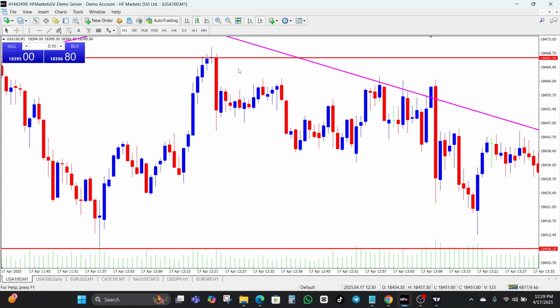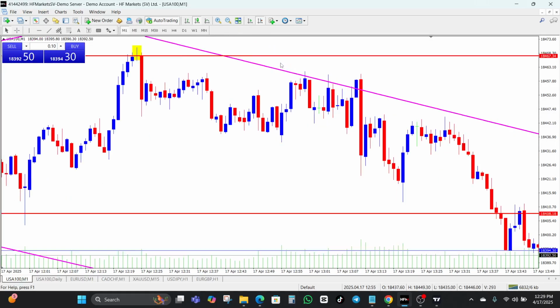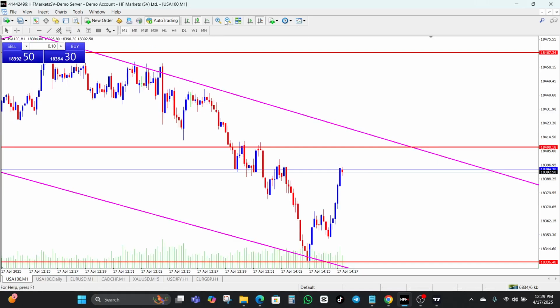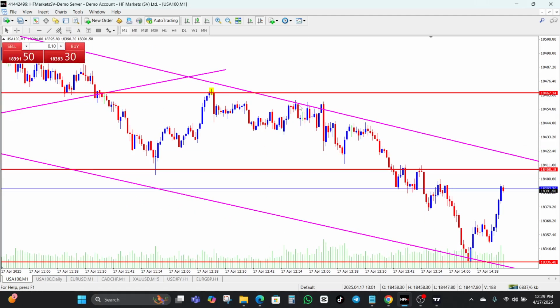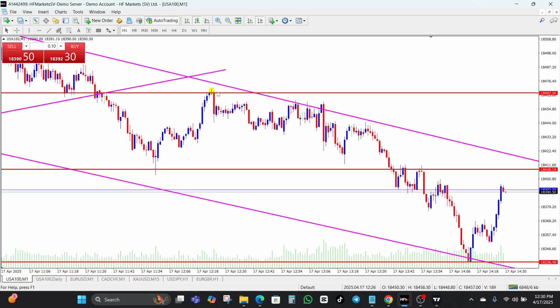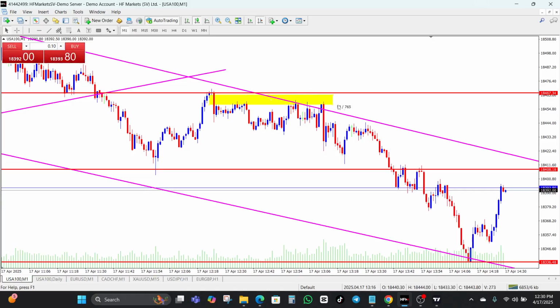These are where smart money steps in. You wait for price to return to one of these zones. You are not chasing. You're letting price come to you.